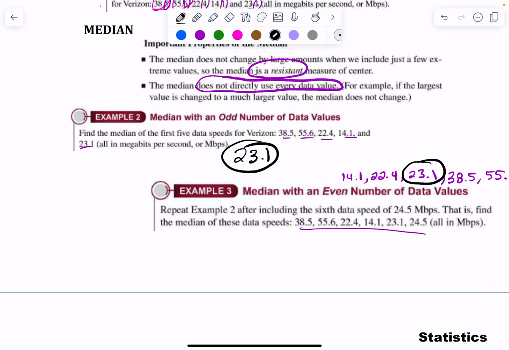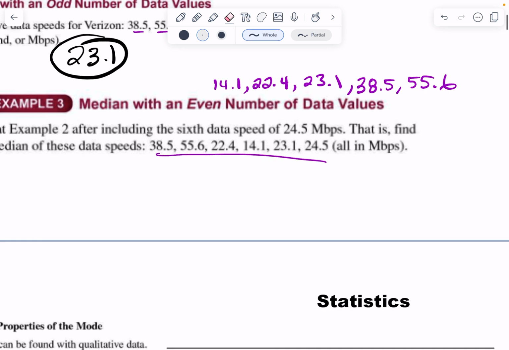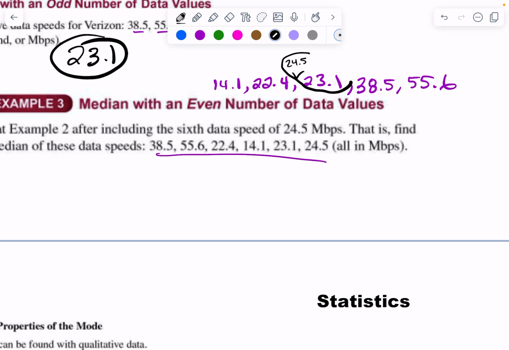Okay, if I add a value in there, like in this one, example 3, I'm adding in a 24.5 right here. So now my middle number is in between these two numbers because I have 6 data values. So how do I do that if I'm in between two numbers? 24 doesn't go there, 24 goes there, but it doesn't matter. I'm still going to be finding the median between these two, right? So when I have two middle numbers, I'm going to take the average of those.